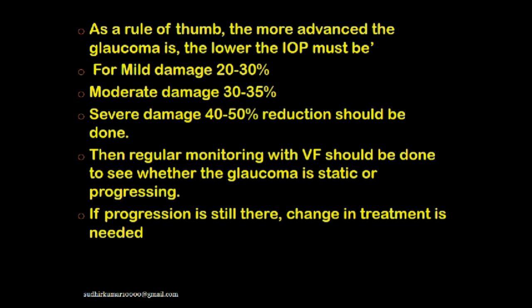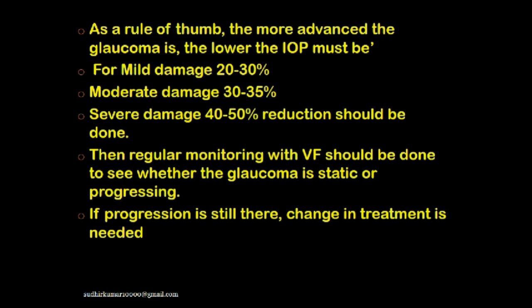the patient has left. For a mild damage, the intraocular pressure should be reduced by 20 to 30% from baseline intraocular pressure. The baseline intraocular pressure is the intraocular pressure which was recorded when the patient was first diagnosed as glaucoma and was not on treatment, or it can also be modified when the treatment was not sufficient. So for a new case, when there is mild damage, reduction of intraocular pressure by 20 to 30%.